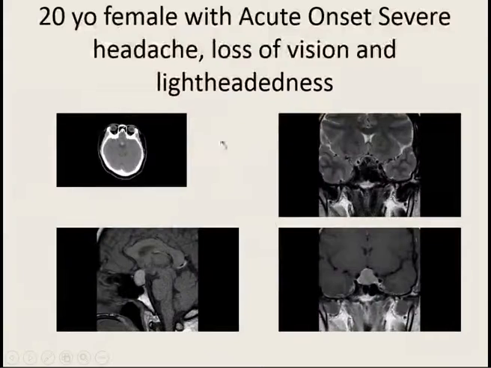And then this is a classic case of apoplexy, 20-year-old female with acute onset, severe, worst headache of her life. It often gets confused with subarachnoid hemorrhage, acute loss of vision, and lightheadedness.